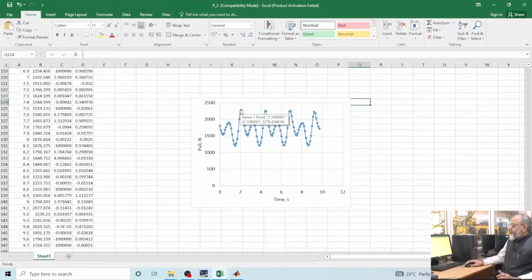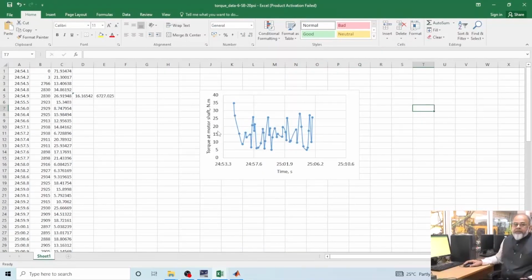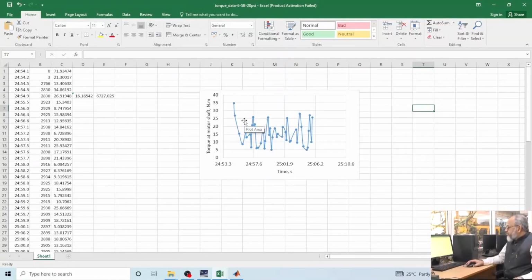So, we have the data related to pull, the data related to torque, the data related to the actual velocity, which is around 0.703 meter per second, and the data related to theoretical speed, which is around 0.73 meter per second. Now, with these values, the next thing is how to find the coefficient of traction.